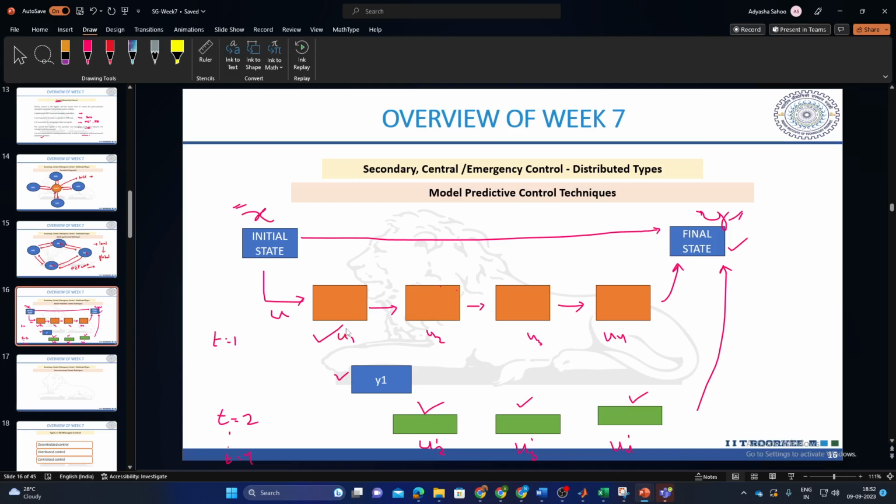But let's say after t equal to 1, you have moved to a new state now. Let's say after t equal to 1, the initial condition has changed. Let's say a generator outage has happened or a line outage has happened. Then if you follow the same plan, you may not reach the final output, right? Because here the state has been changed. So for that, a new plan has to be reformed.